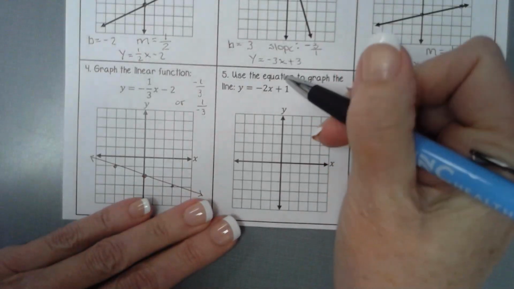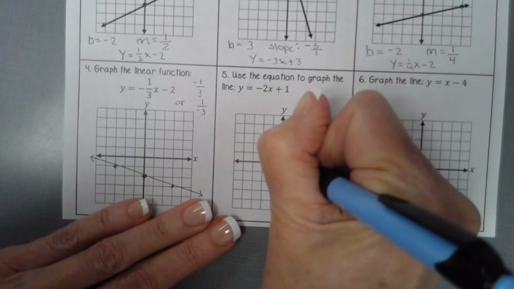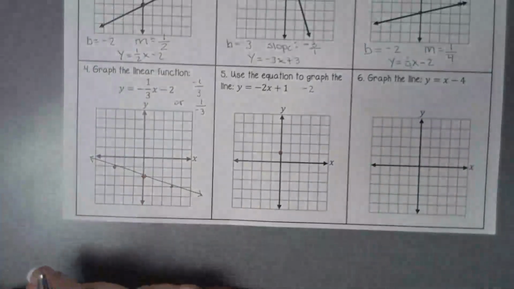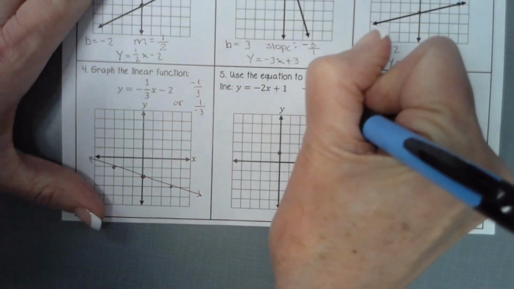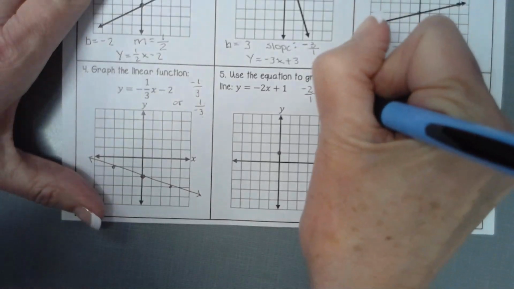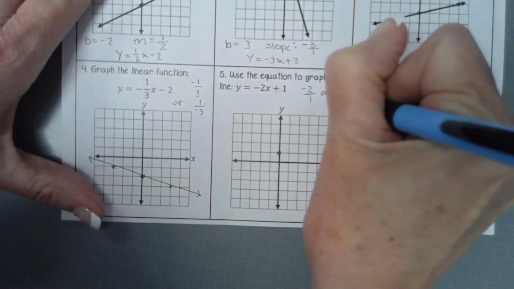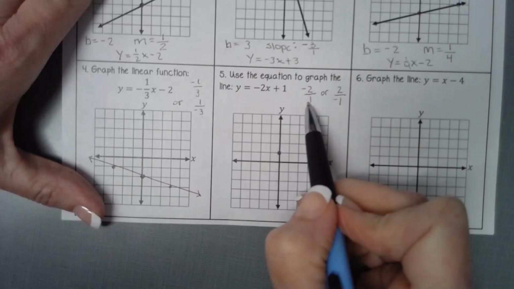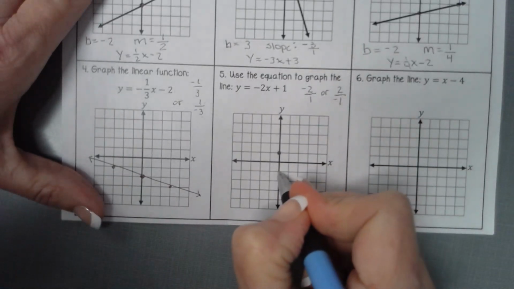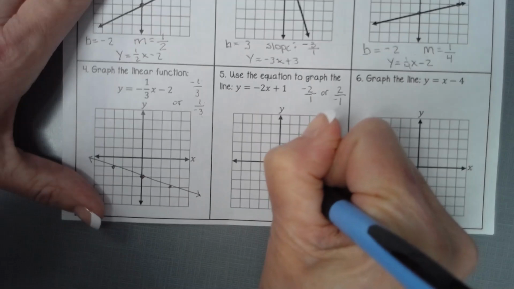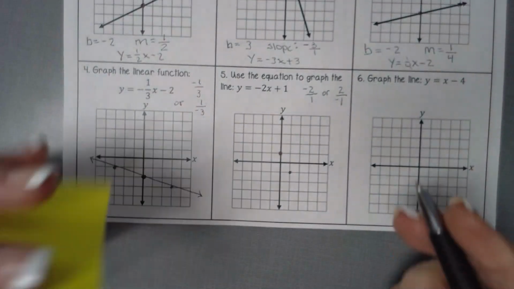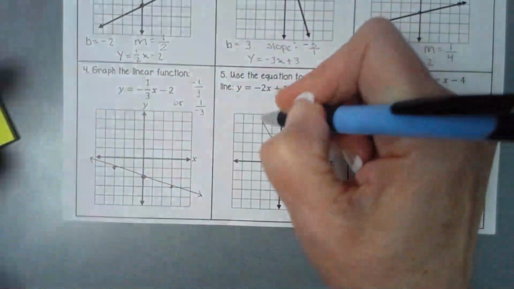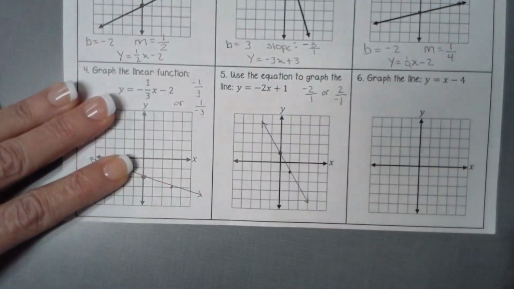Okay, here we've got a y-intercept of 1. Let's go ahead and pop that on there. And we have a slope of -2. Keep in mind we can make that a fraction by dividing by 1, or we can move the negative to the bottom. So from here, I'm going to go down 2, right 1. Down 2, right 1. And here's my line.